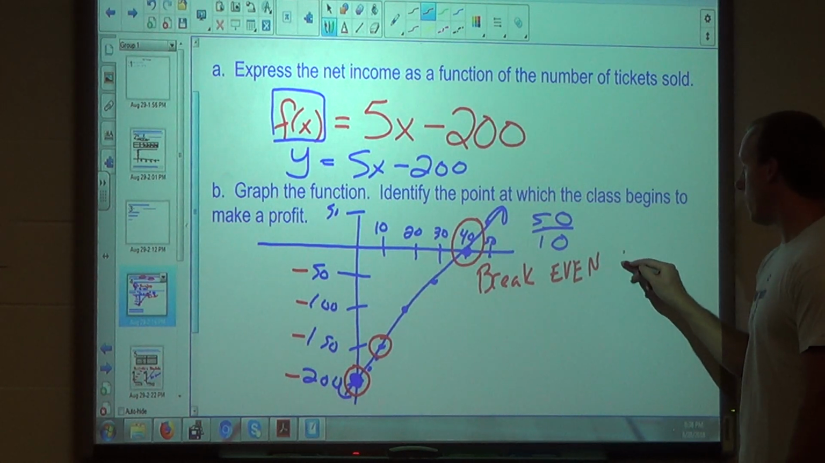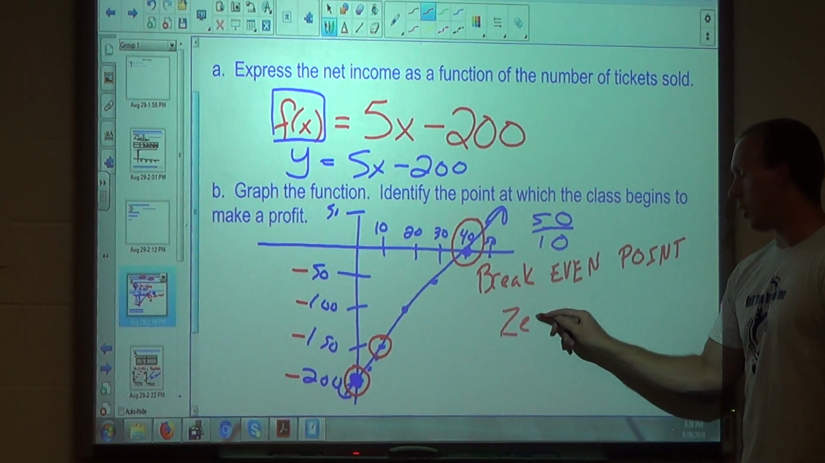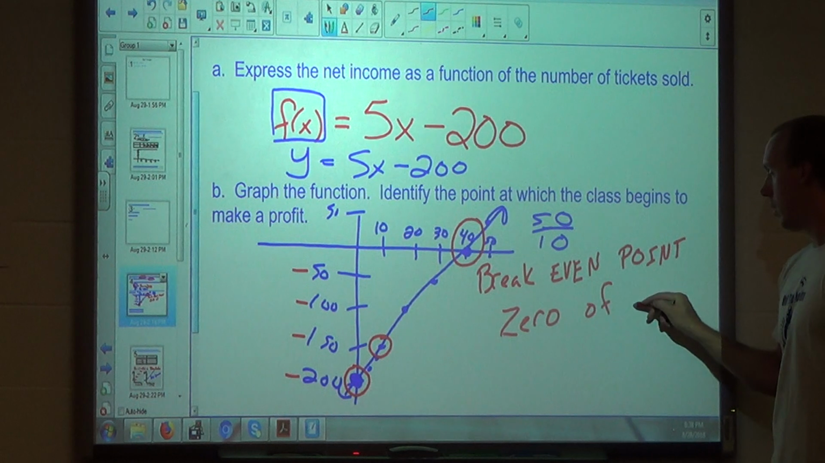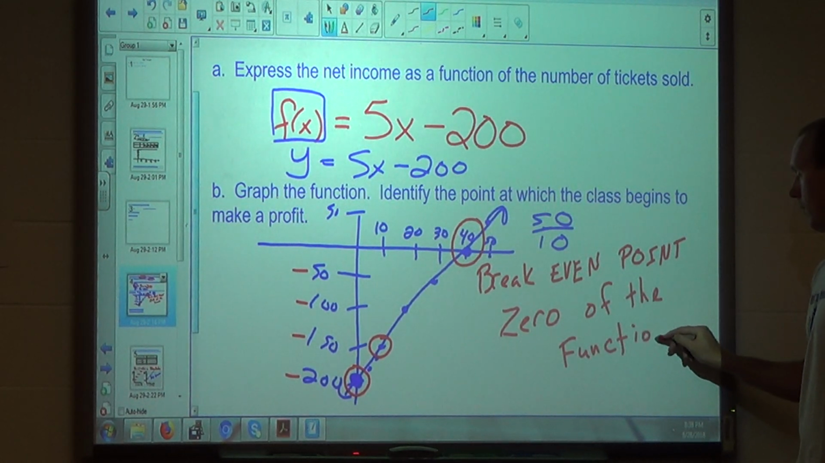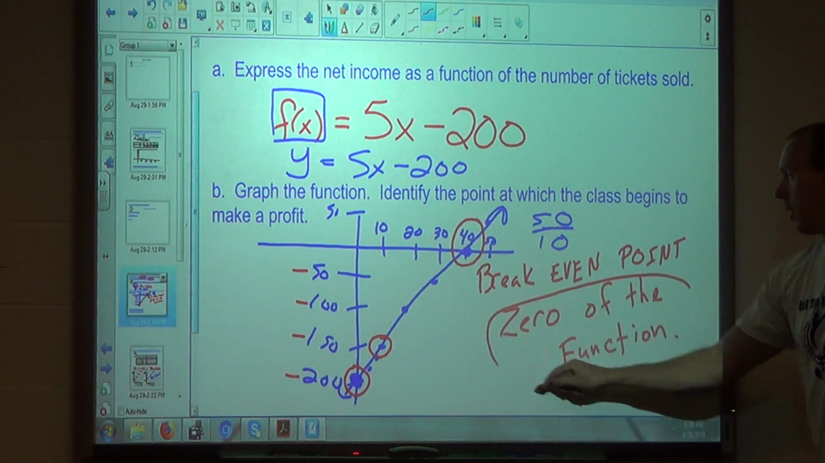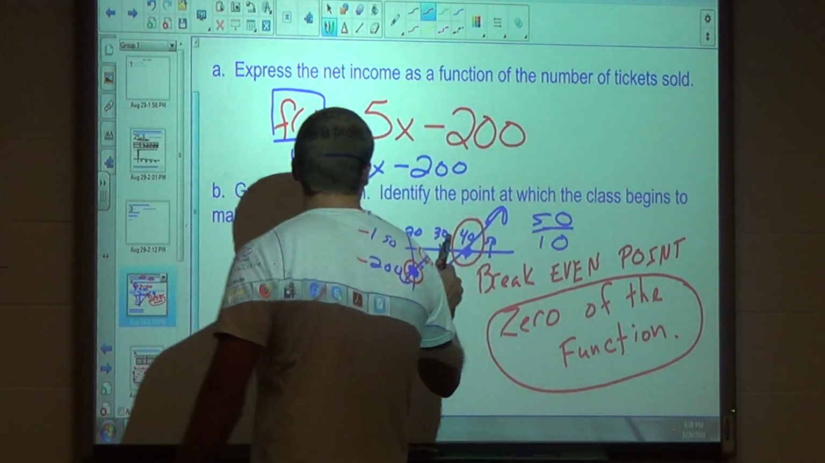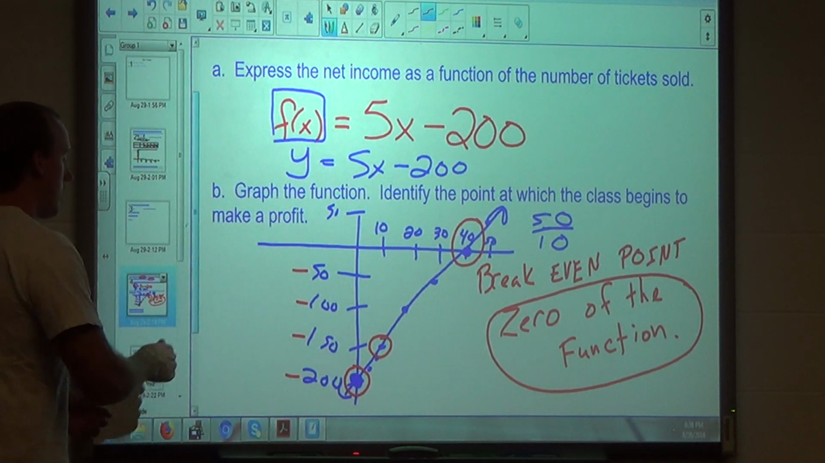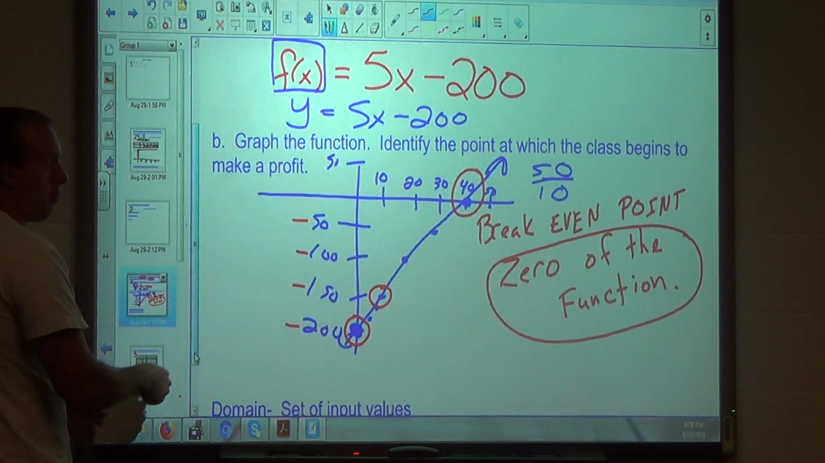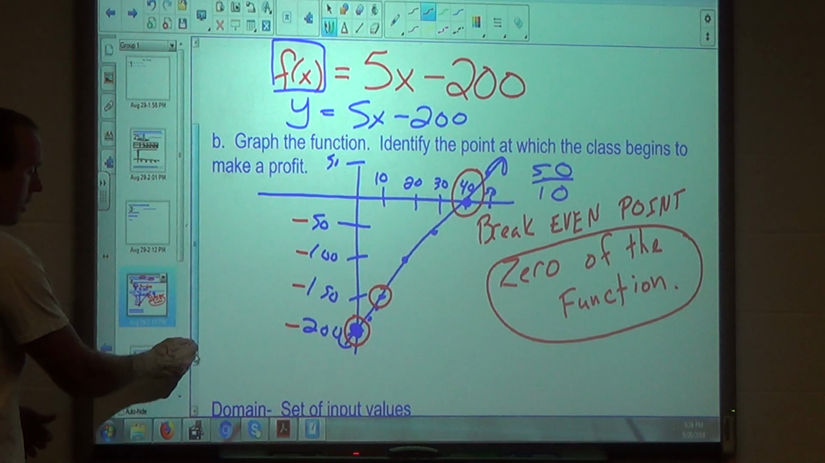Okay, what else is 40 called mathematically? It's called the what of the function? The 0 of the function. So this is called the 0 of the function. And that's where we're going to break even and we're going to start making money. Any more than 40 students showing up to this skating party, we're going to get money out of it. And we'll make money for the senior class. Okay?